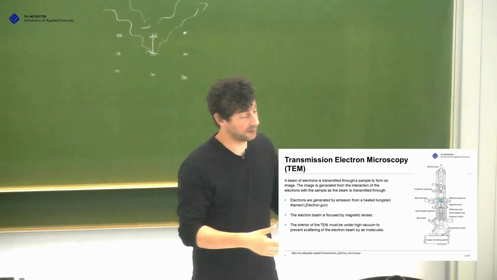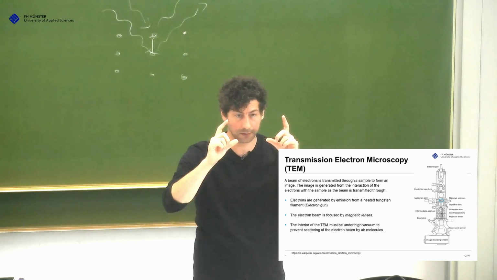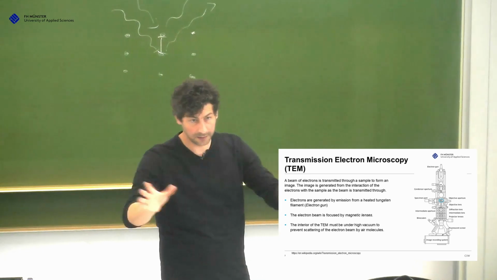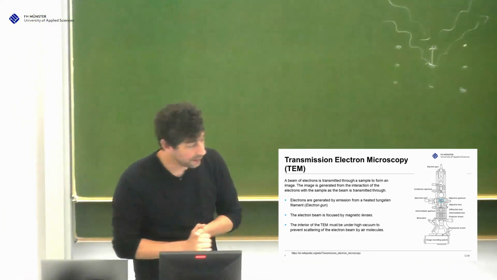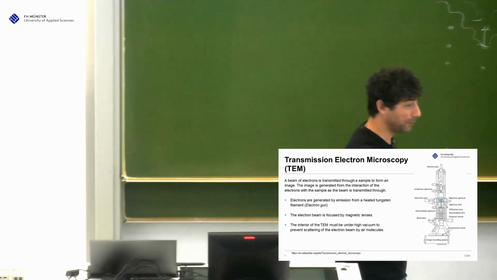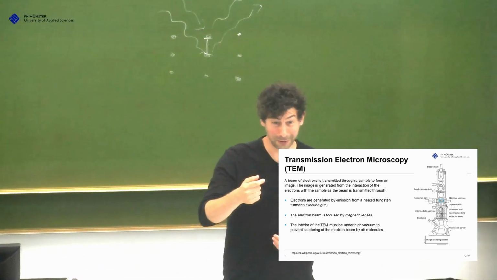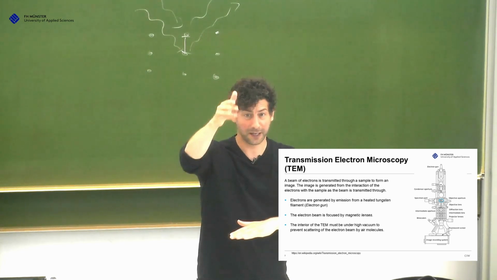It's the same if I would have a lot of fog in this room and I try to make a picture with a camera. I don't see, because the fog is disturbing my image. And the other thing is that you have an extremely high voltage. And if you have an extremely high voltage difference between your electron gun and the surface, you could get an arc.